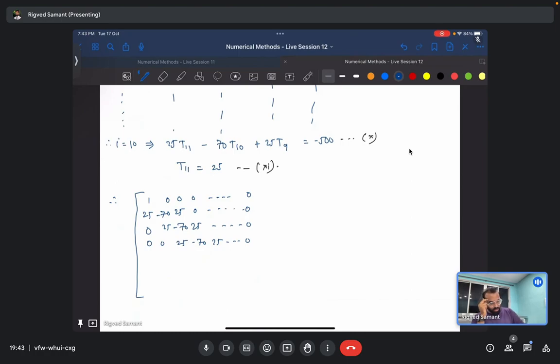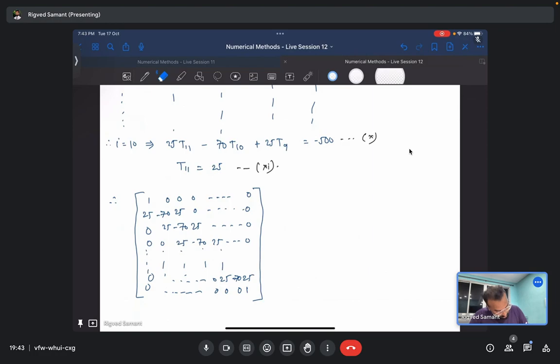So what kind of a matrix is it forming? At the end, here it would be 1 and all 0s. This row would be 25, minus 70, 25, 0, 0, and so on, ending with 0 0 0 1.